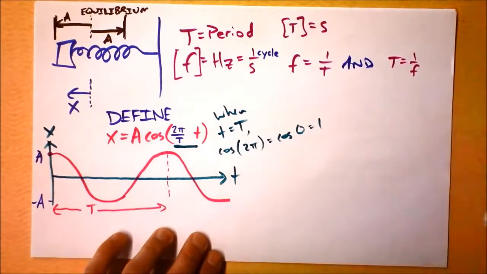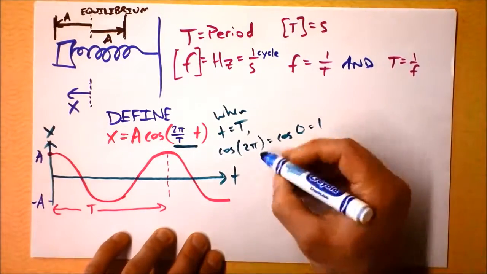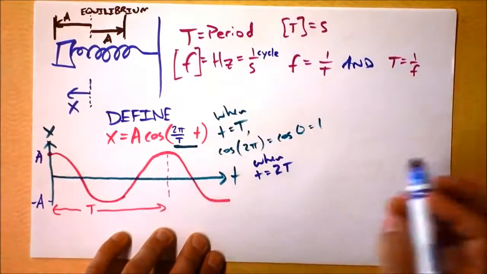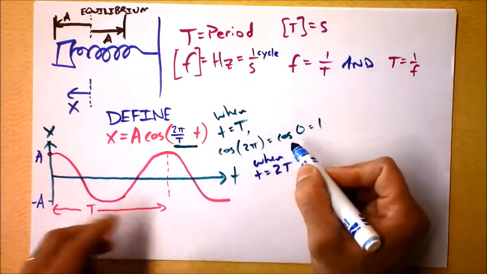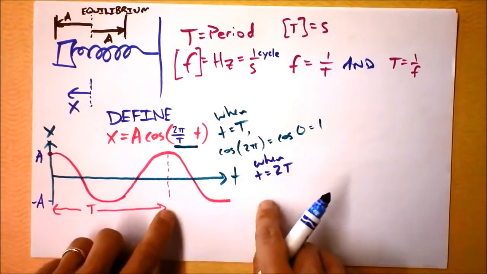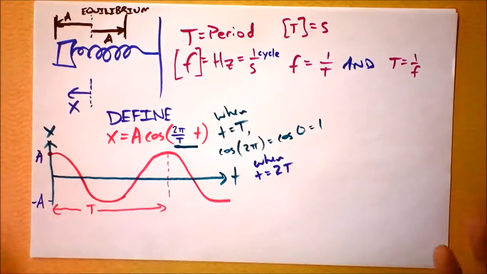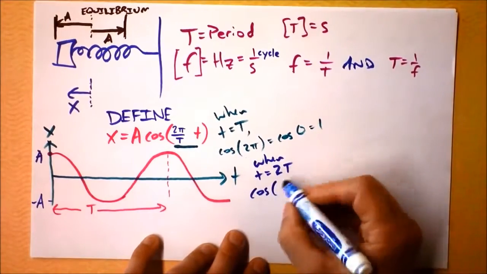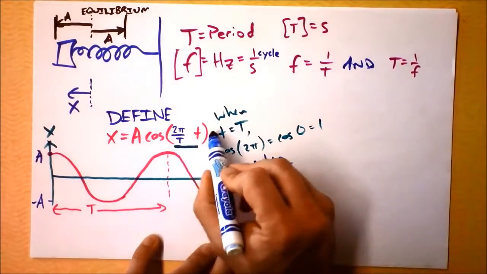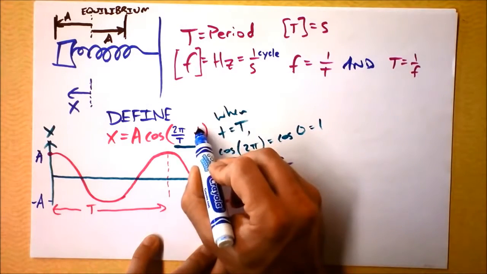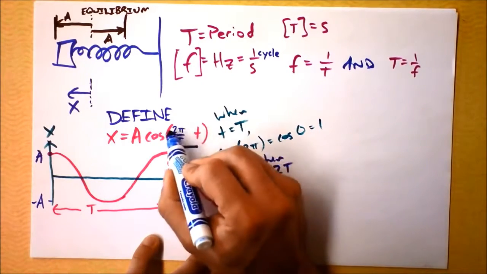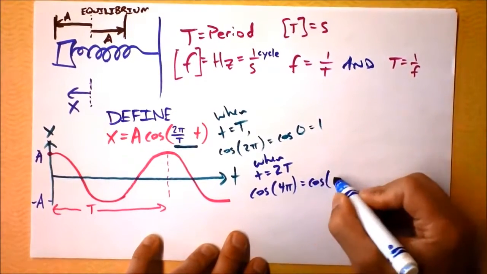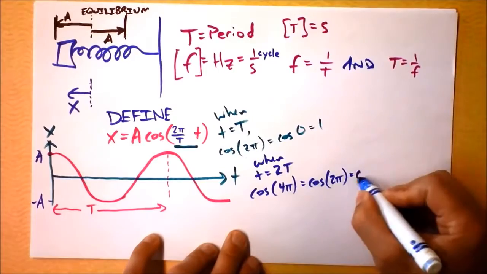I'll go through this one more time. What if we waited for 2 periods? Check this out. When t equals 2 times the period, where do you expect the thing to be back again? Here's a period, and 1 more period, it would get back. That's kind of the definition of period. That's what period actually means. Then we've got the cosine of, oh yeah, we're going to have 2 times T here. The T's will cancel out, and we'll have 4 times pi. The cosine of 4 pi is the same as the cosine of 2 pi, is the same as the cosine of 0.